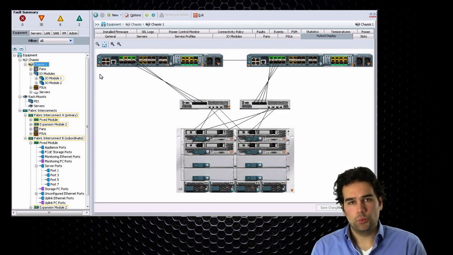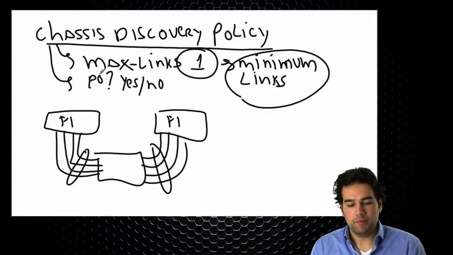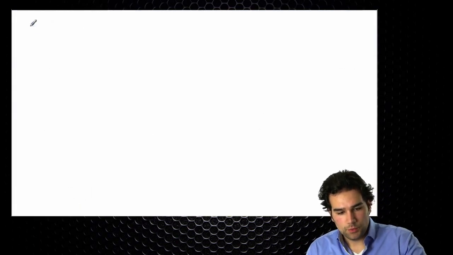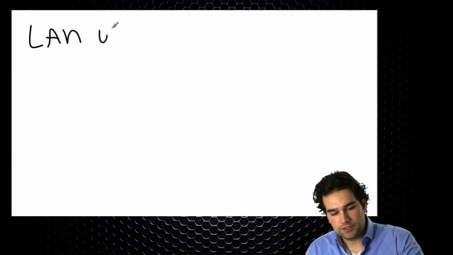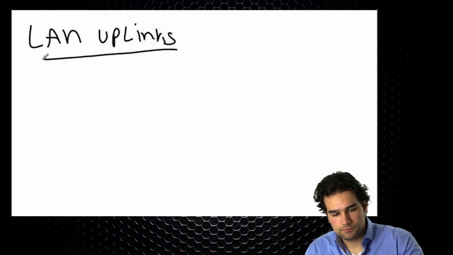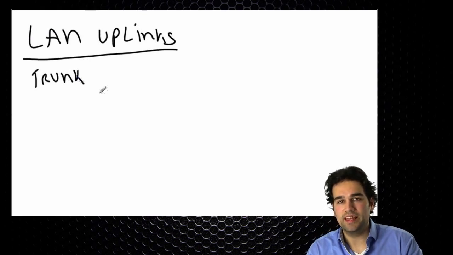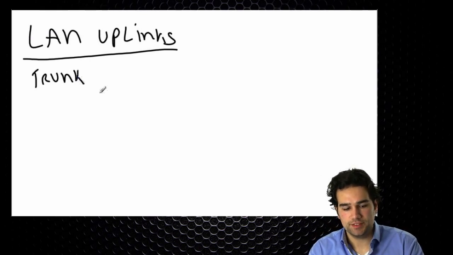So let's move on with the networking uplink configuration. There are a couple of things to keep in mind there. What we're calling here is LAN uplinks. LAN uplinks are just trunk links because I, of course, will allow multiple VLANs to go down towards my UCS system.